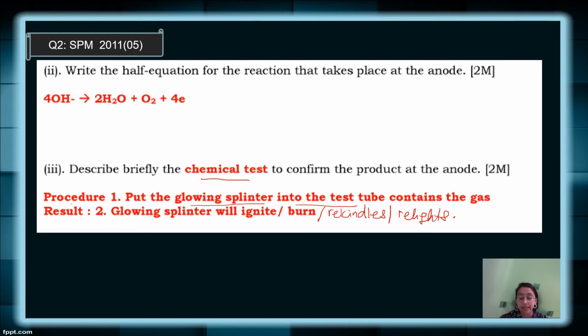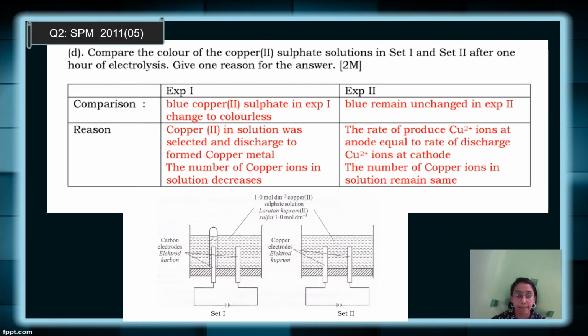When you write like this, then you are entitled to get the 2 marks. Okay, so now we're going to compare the color of copper 2 sulfate solution in set 1 and set 2.